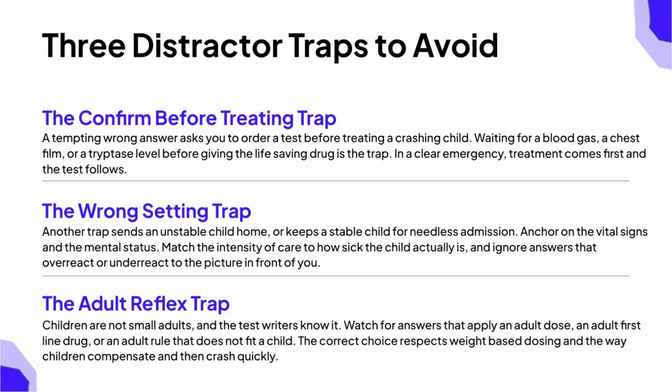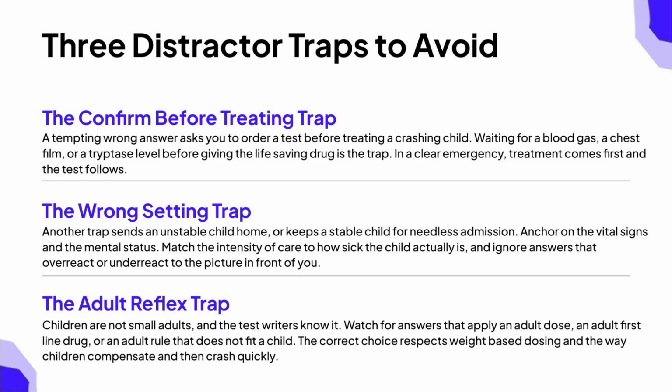Before we hit the questions, let us name the 3 distractor traps that show up again and again. The first is the confirm before treating trap. It dangles a test, like a blood gas or a chest film, in front of you when the child clearly needs treatment right now. In an emergency, treat first and let the test follow.